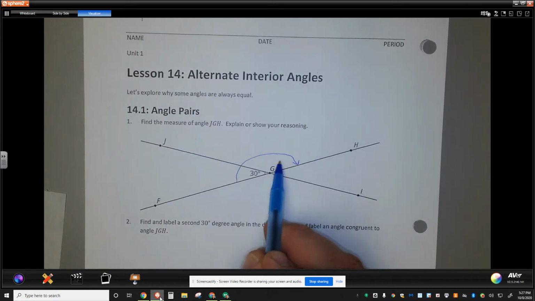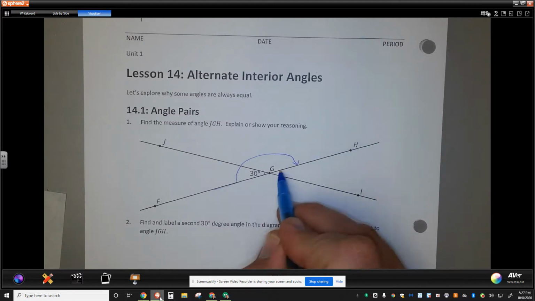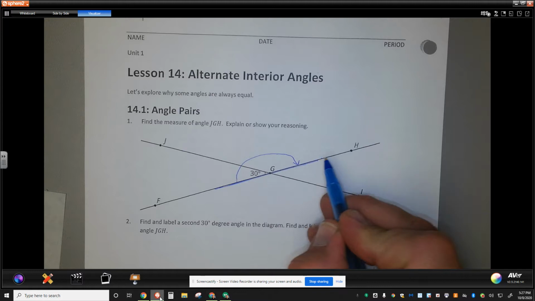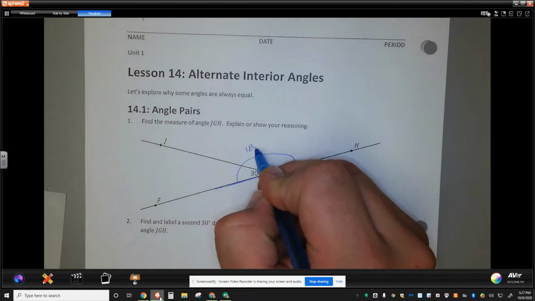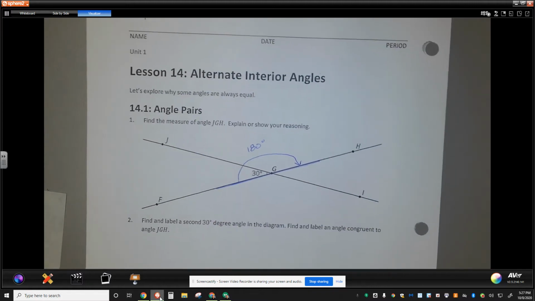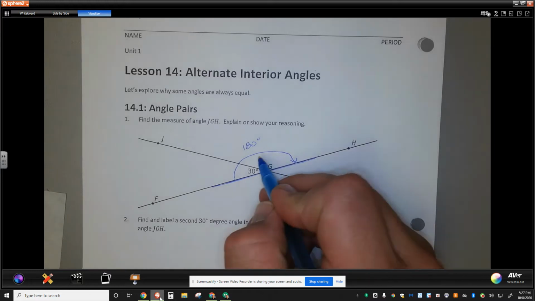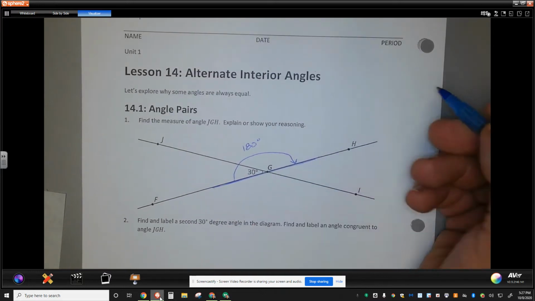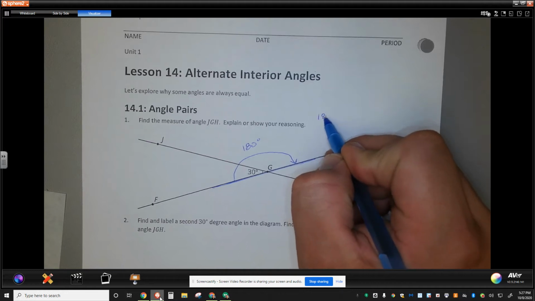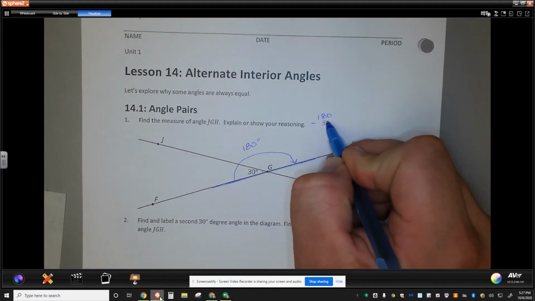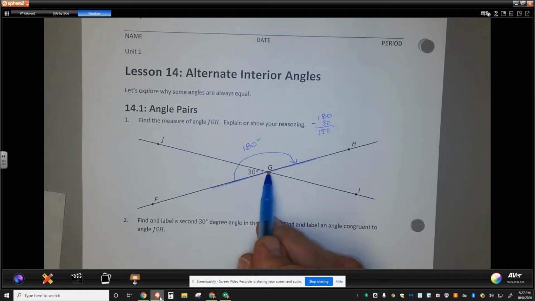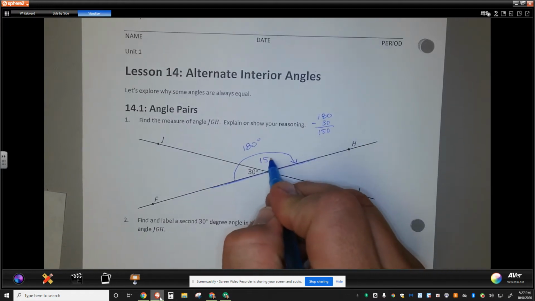We know that that angle combined with the angle next to it makes a straight angle. As a straight angle, we know that that straight angle must add up to 180 degrees. So this becomes a small mystery of what number is missing from this angle. We can quickly find that by taking 180 degrees and subtracting the 30 degrees from it, and learn that angle JGH is 150 degrees.